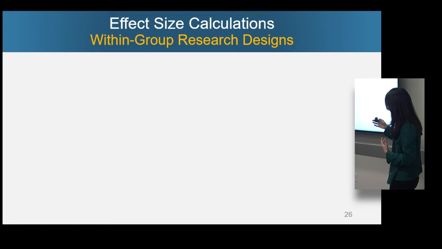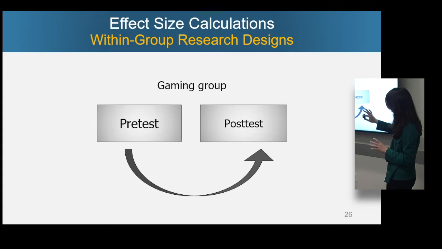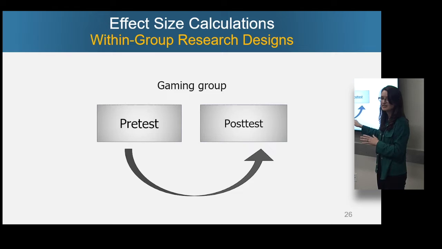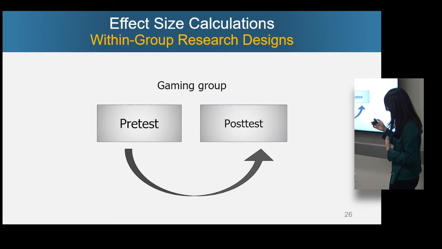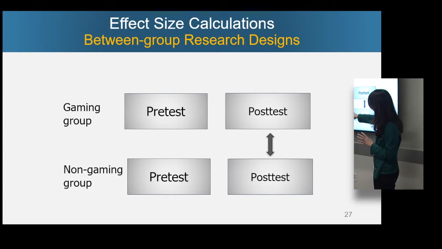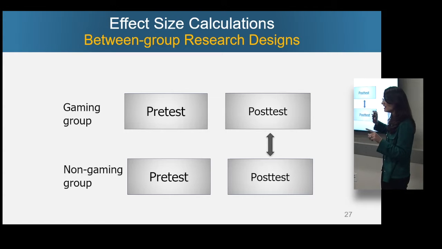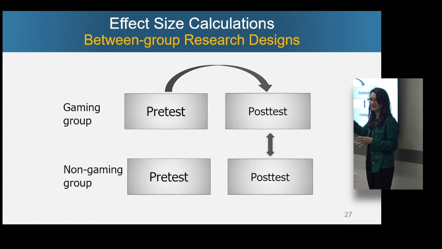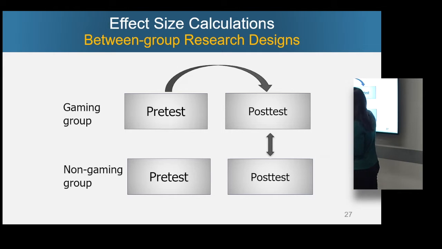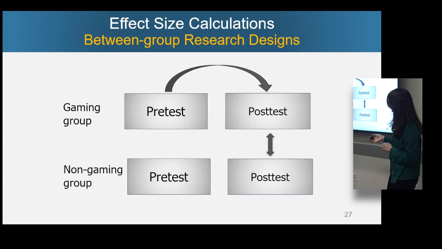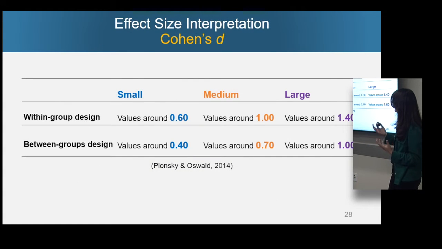So again, for within group designs, we calculated effect sizes for the difference between the pretest and the post-test for a group of learners who played a game. And for between group designs, we calculated effect sizes between groups at the post-test, right? But from the gaming group, we also got some within group data, again, by calculating the difference between the pretest and the post-test. And how did we interpret these effect sizes?